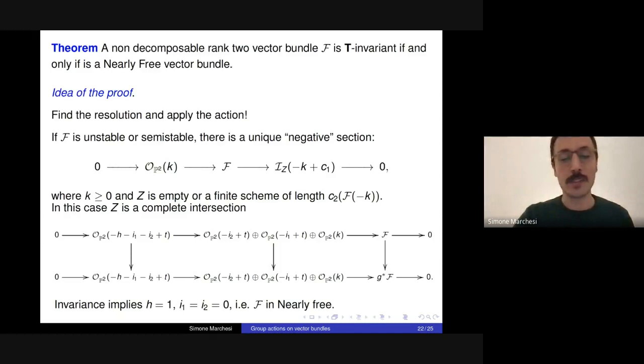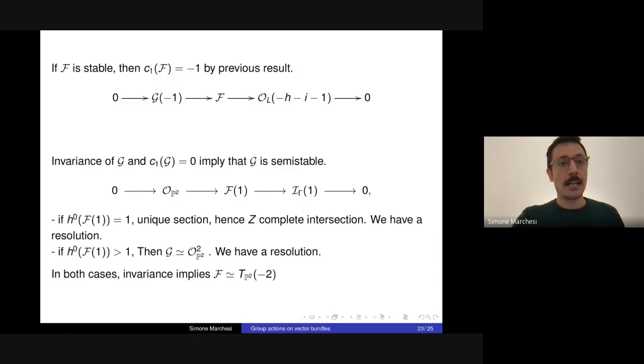So if F is stable, then what we know is that the invariance told us that we have a support, the set of the jumping lines in the dual projective plane, it's a line. So what the theorem I told you before, this cannot give us that the first term class is equal to 0. So the first term class is equal to minus 1.